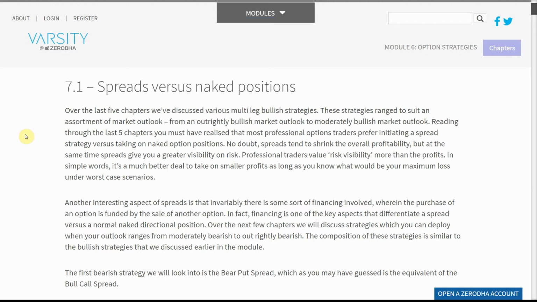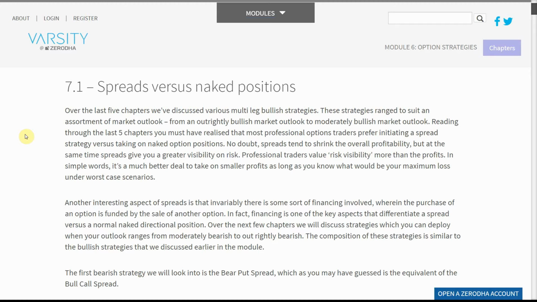Reading through the last 5 chapters, you must have realized that most professional options traders prefer initiating a spread strategy versus taking on naked option positions. No doubt, spreads tend to shrink the overall profitability, but at the same time spreads give you a greater visibility on risk. Professional traders value risk visibility more than the profits.